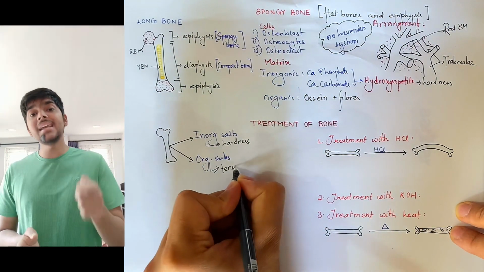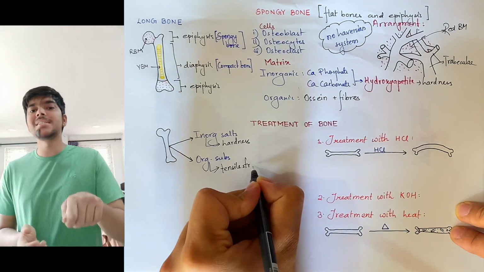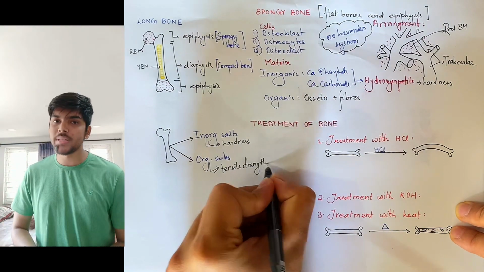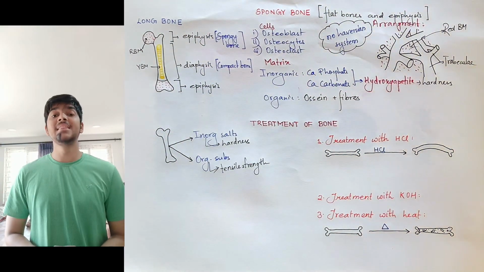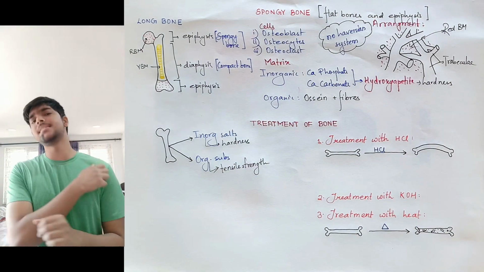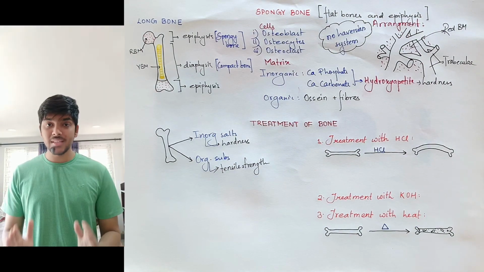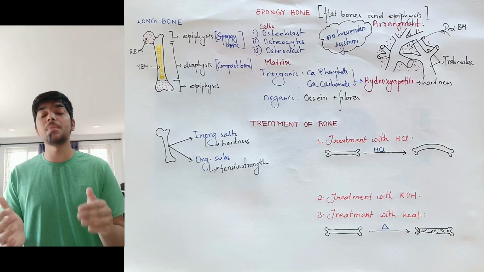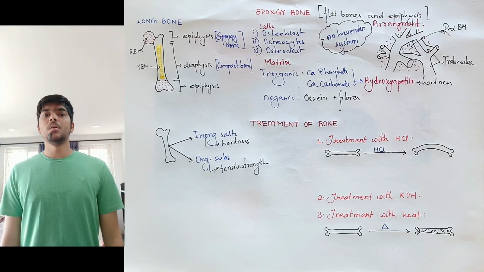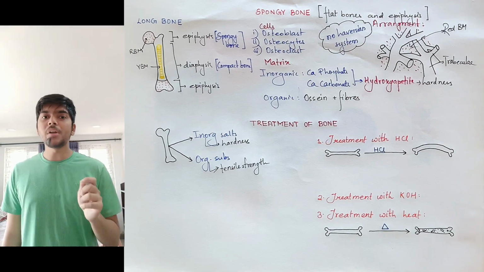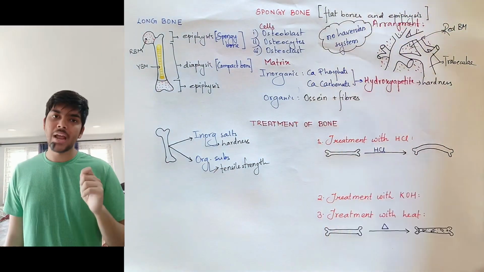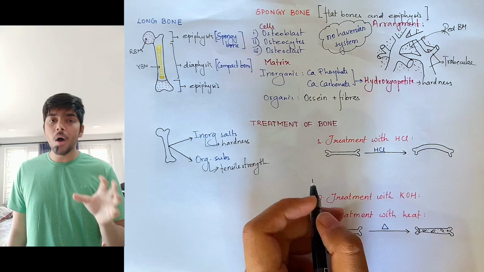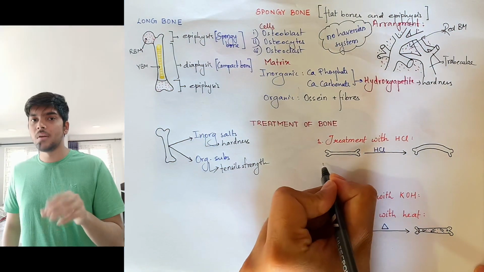And as organic matter, there are organic substances such as protein, ossein, and fibers, and they provide tensile strength. Okay, so there are inorganic salts that provide hardness, and there are organic substances that provide tensile strength. Okay, first, treatment with hydrochloric acid or HCl. When you treat a bone with HCl, what happens?